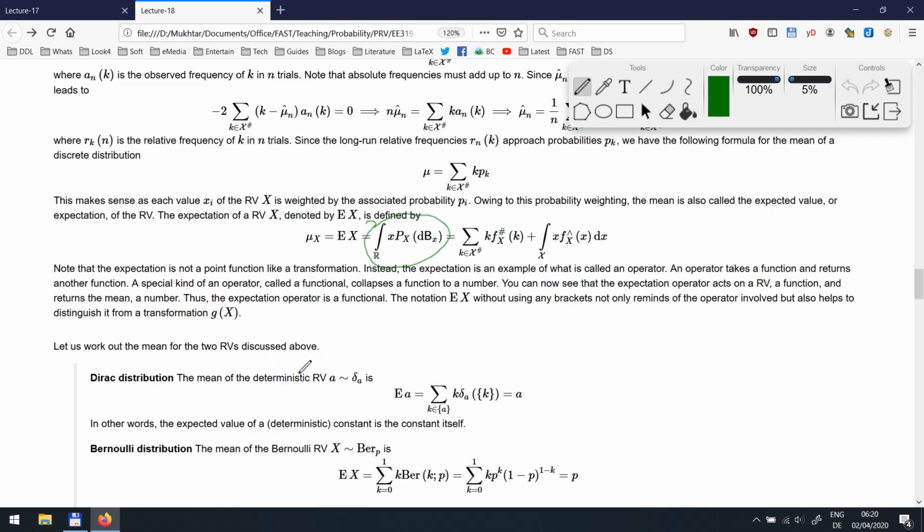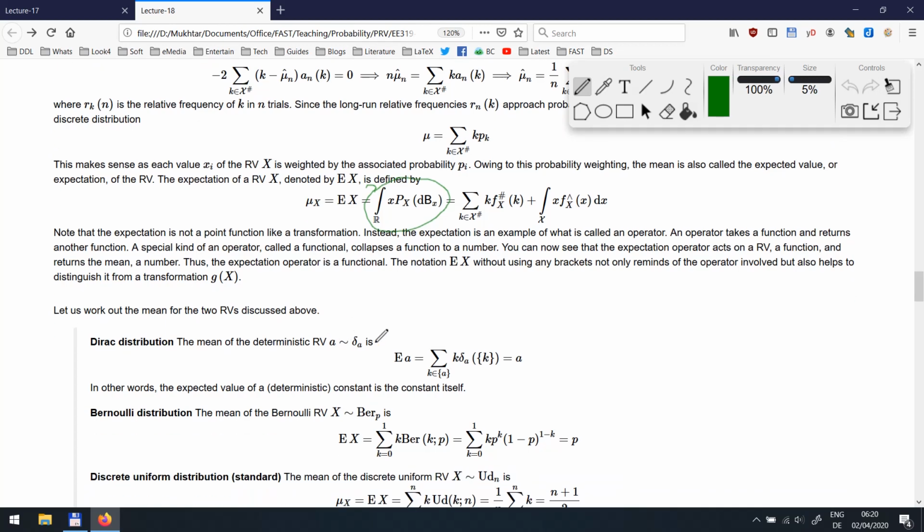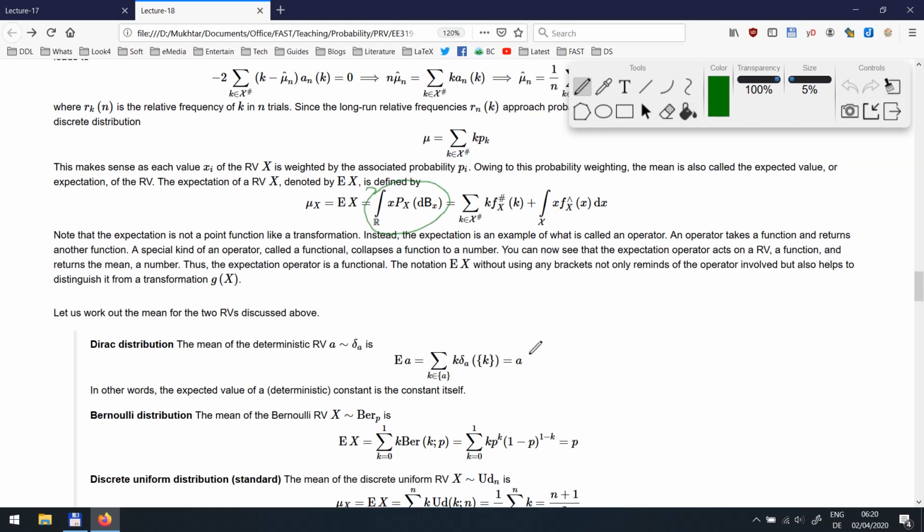It has a deterministic constant value a, and because it's a constant value, the expectation, this weighted sum, will have just one value. That's the only value with non-zero probability. Actually, the probability is 1. All the other values have 0 probability. So when you take the weighted sum, that same a appears in your answer.